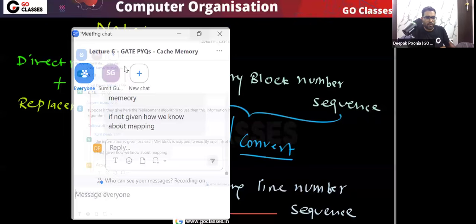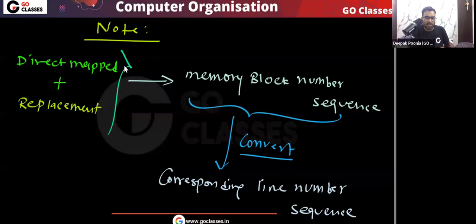One student is asking, suppose in the direct mapped question, the replacement algorithm name is given, then is that information just for confusion? Yes, that's correct. Because in the direct mapped cache, for any memory block, we don't even have a choice. In direct mapping, any memory block will map to a unique line. So if words like LRU or FIFO are given in the question, then also for a direct mapped cache, these words do not matter. This information is irrelevant.